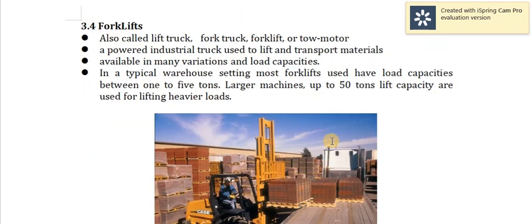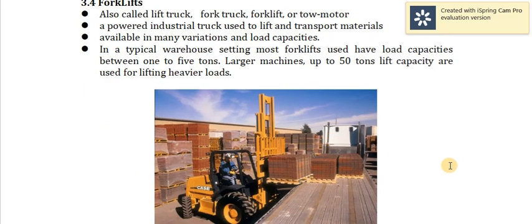Next, we have forklifts. This is also called a lift truck, forklift, or tow motor. A forklift is a powered industrial truck used to lift and transport materials. These are available in many variations and load capacities. In a typical warehouse setting, most forklifts used have load capacities between 1 to 5 tons. Larger machines up to 50 tons lift capacity are used for lifting heavier loads.